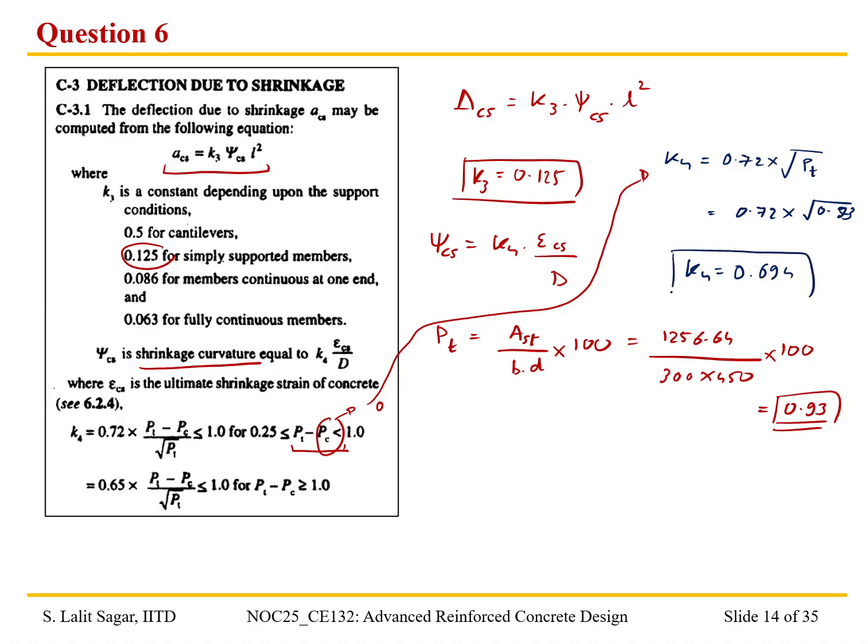And then what is the value of epsilon CS? We can look up clause 6.2.4 of IS 456-2000, that is the same code. Here the value of epsilon CS is given as 0.0003, or 3 into 10 to the power minus 4. This is the value of epsilon CS.